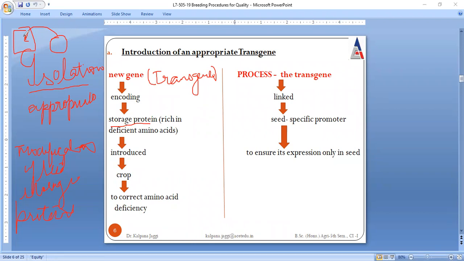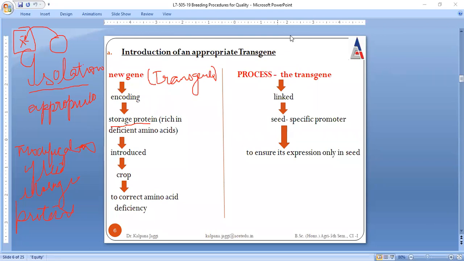If any particular storage protein is no more inside the cell and it is to be introduced from outside the cell, then ensure that whenever it is introduced, it corrects the amino acid deficiency. That means the storage protein which was no more present is actually present there, right? So this is the process.